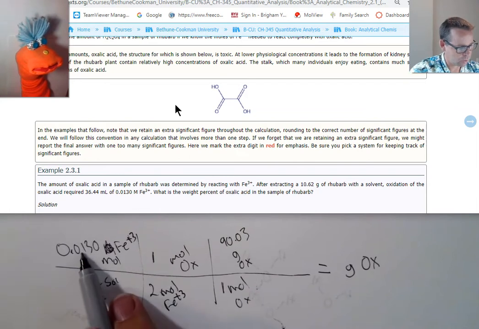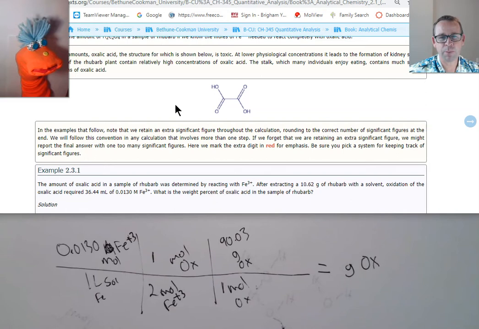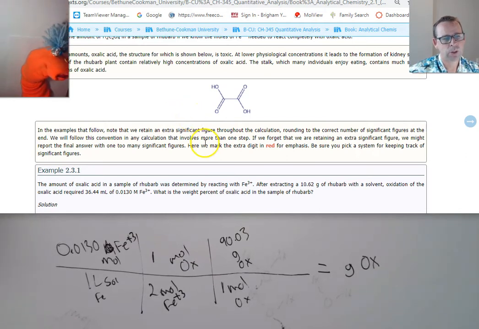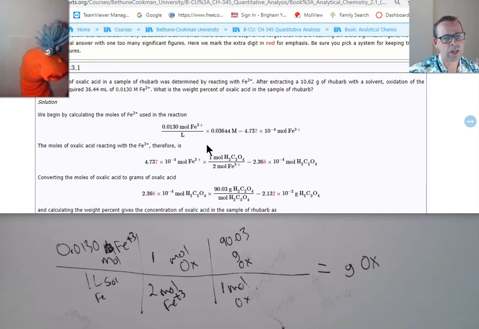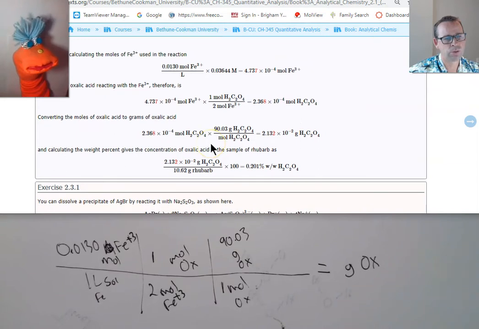All right, so the 0.013 divided by 2 times 90 should give us our mass of oxalic acid. Should we do that on the calculator? I can do that. Okay, good. Why don't you do that and make sure you get the right value. Okay, and after we get that value, what'd you get? I got 0.02132.